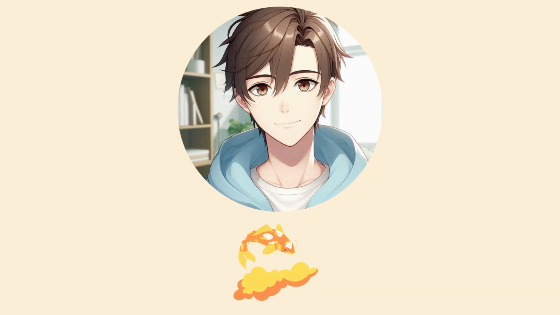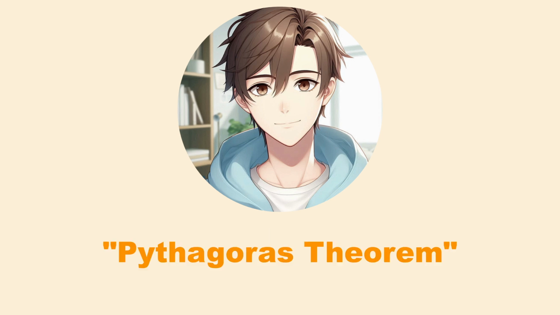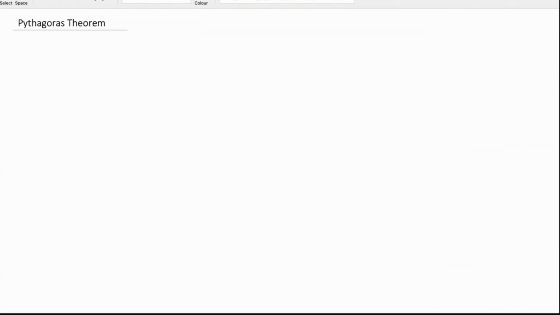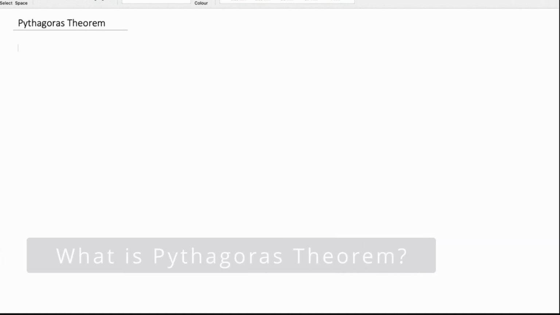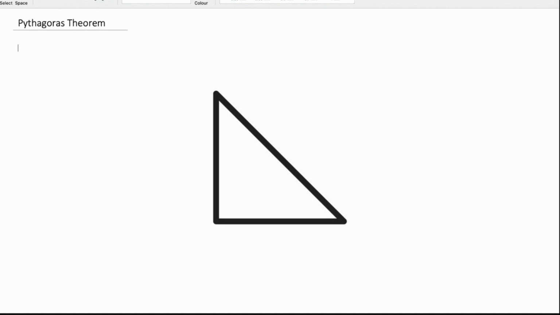In today's video, we're going to unlock one of the most fundamental concepts, Pythagoras Theorem. Let's get started. Alright, first things first, what exactly is Pythagoras Theorem? Well, it's a rule that relates to the lengths of different sides of a right-angled triangle. In simple terms, if you know the lengths of two sides of that right-angled triangle, you can figure out the third side using Pythagoras Theorem.